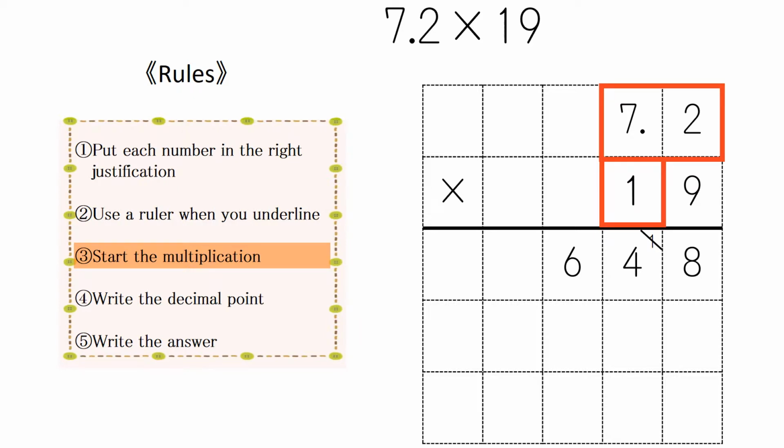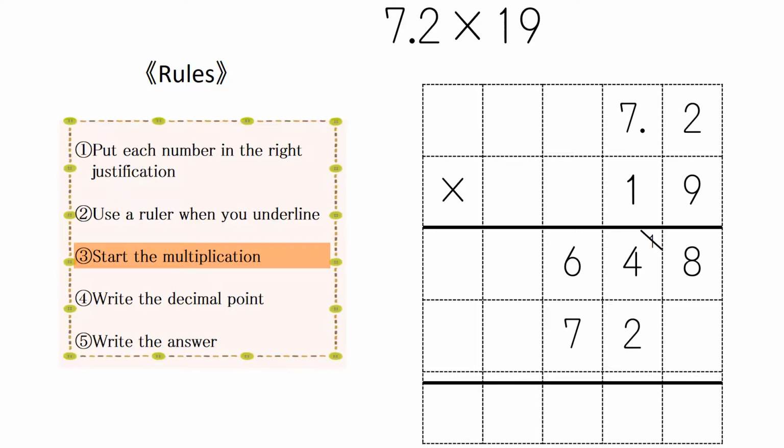Next, 1 times 2 equals 2. So write 2 in the second grid from right. 1 times 7 equals 7. So write 7 in the third grid from right. Next, sum up the result of the calculation. The first from right is 8. The second from right is 4 plus 2 equals 6. The third from right is 6 plus 7 equals 13. Write regrouped 1 into the fourth grid from right, and write 3 in the third grid from right.